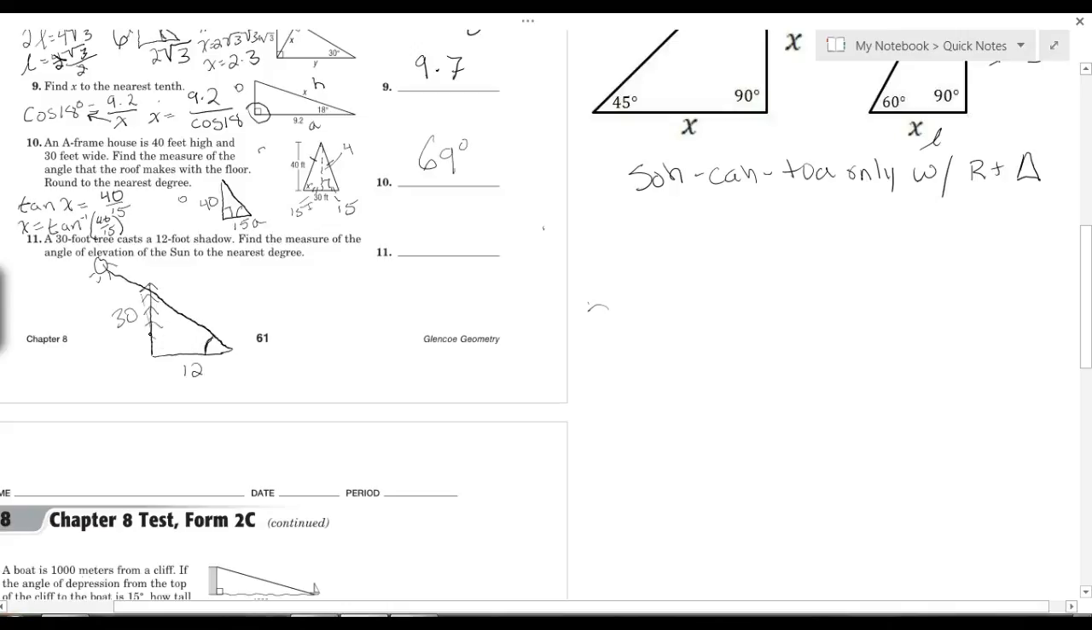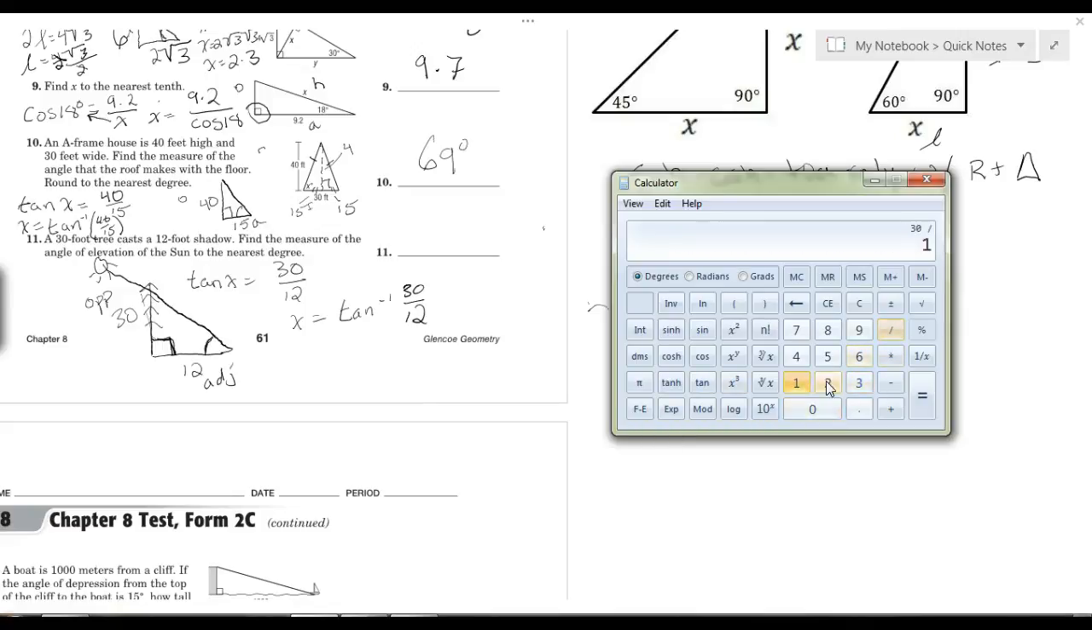Well, I know that the height of the tree, we're assuming this tree grows perfectly straight, is going to be at a right angle with its shadow. So once again, I've got a right triangle, and I have my opposite over my adjacent. So again, I'm going to use tangent. So tangent of X equals 30 over 12. So X equals the inverse tangent of 30 over 12. I'll put that into my calculator.